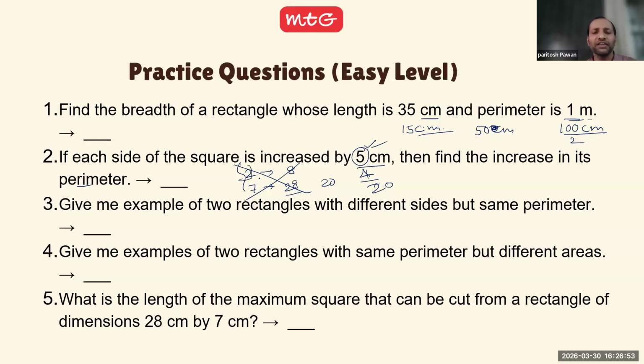No need to even assume the sides. Because each side increased by 5 and we have 4 sides, how much increase will it be? 5 into 4, so 20. Directly you can write your answer as 20. Not even this basic calculation is required. Understood? Anyone has any doubt in these two questions?